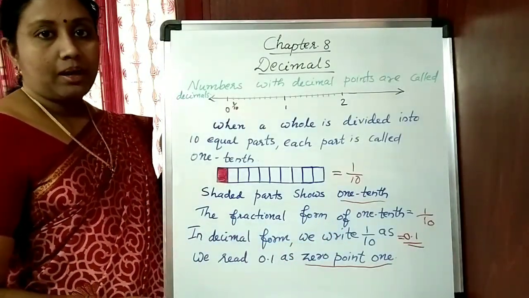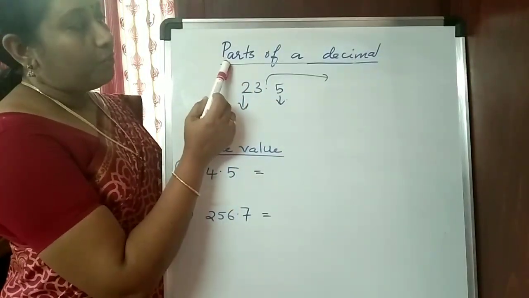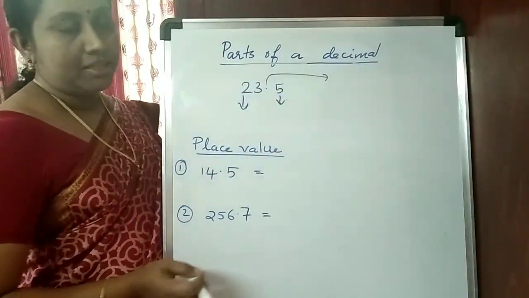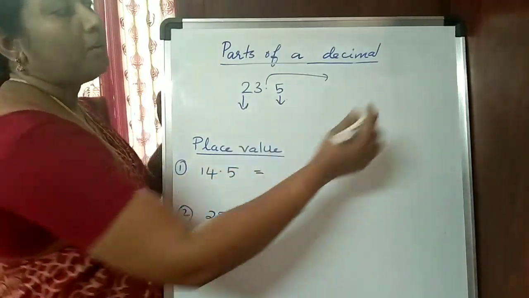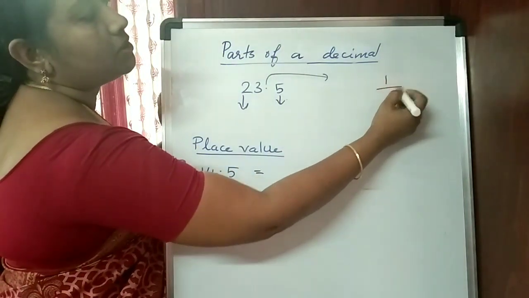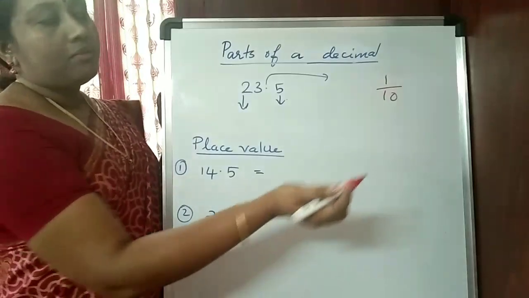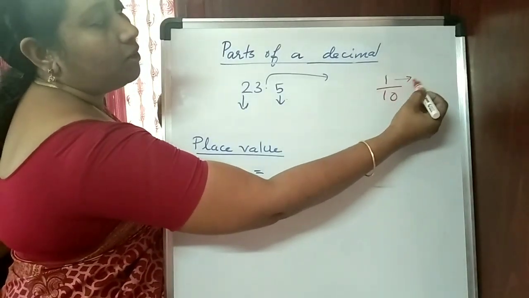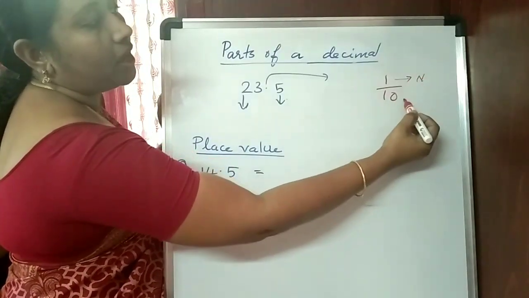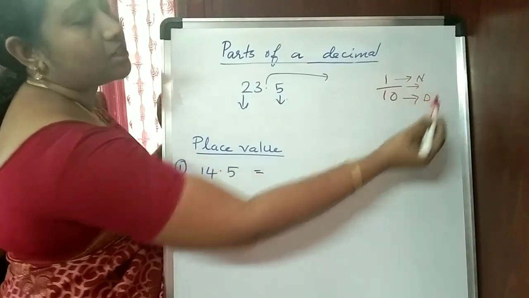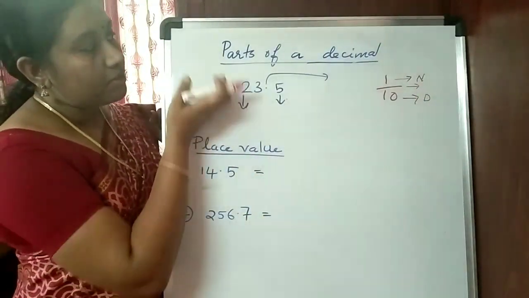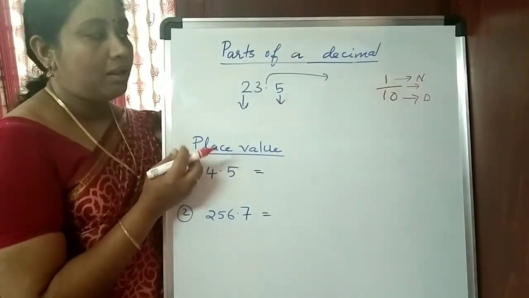Okay. Next topic, parts of a decimal. In one fractional number, which are the parts? Suppose this is 1/10. Which are the parts? This is called numerator and this one is called denominator. This is the fractional line. The same way, which are the parts of a decimal?